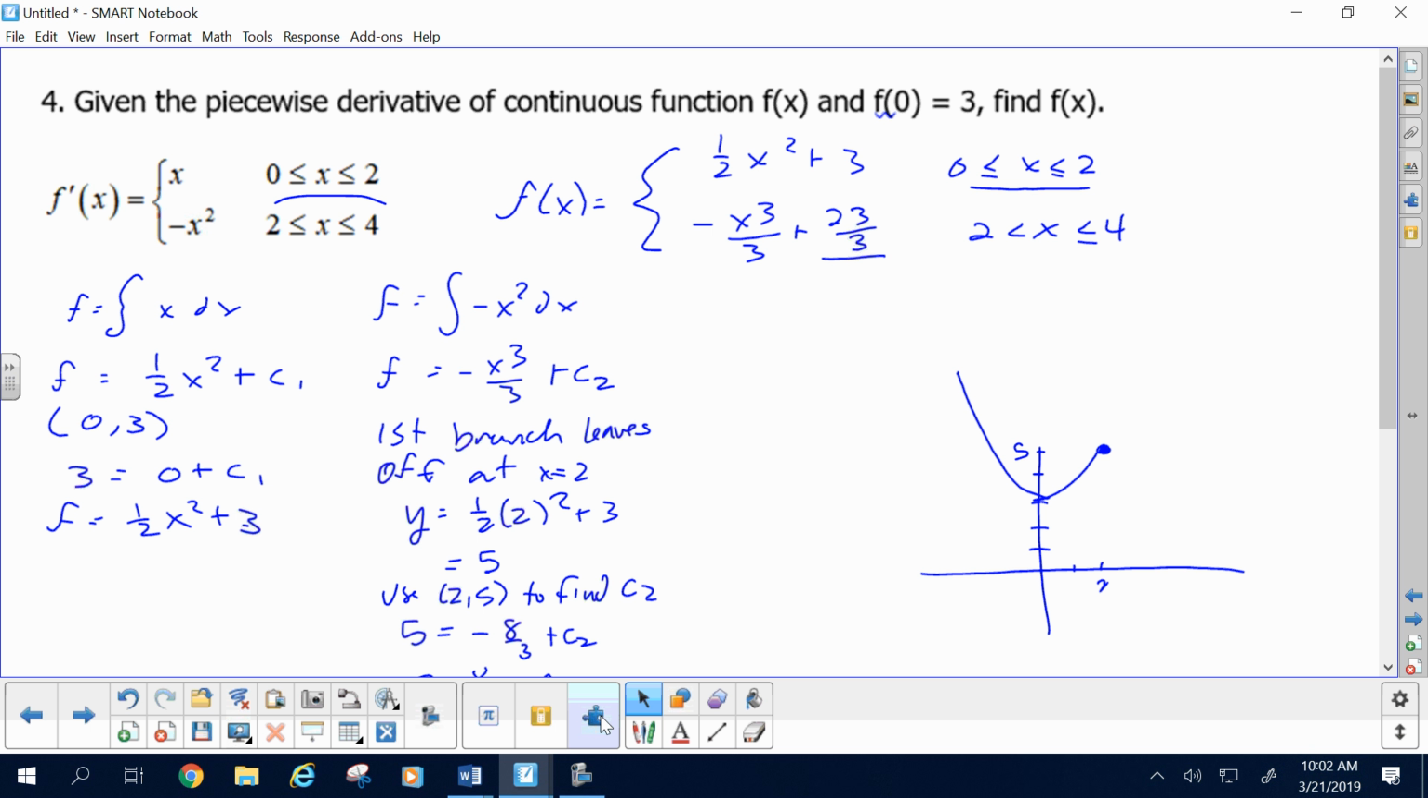So how do you write a horizontal line? So y equals a constant.